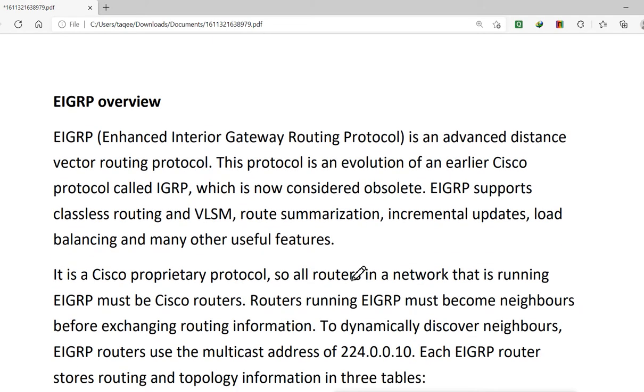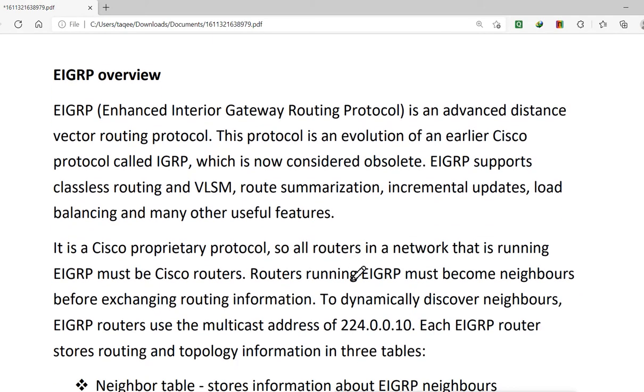Now, an overview of EIGRP. Before that, we will see how we can configure this. Then we will see the overview of this EIGRP protocol.